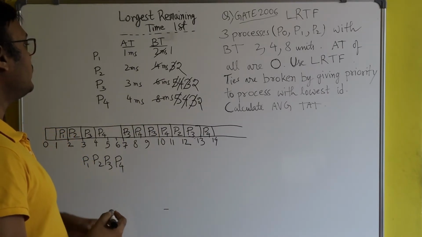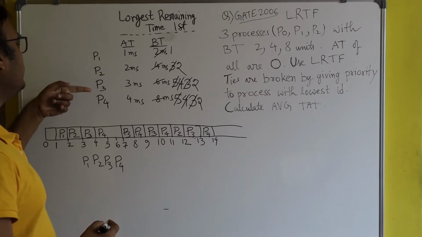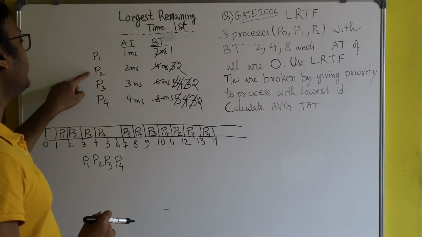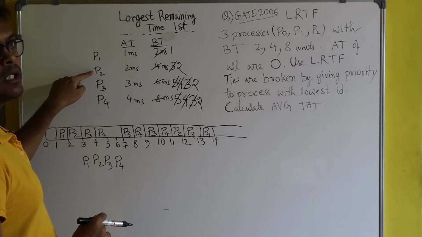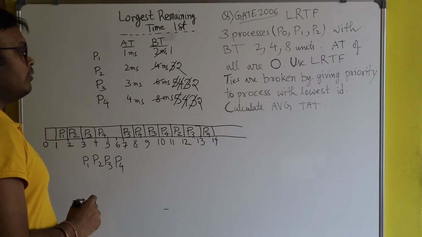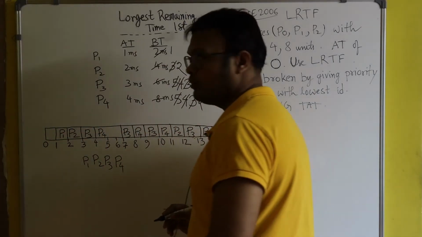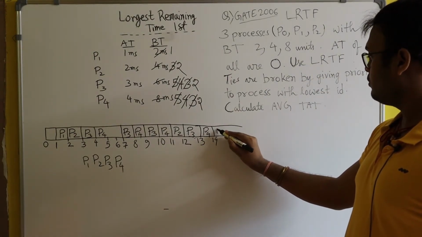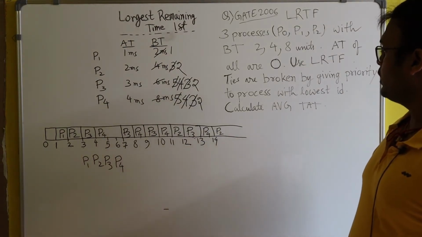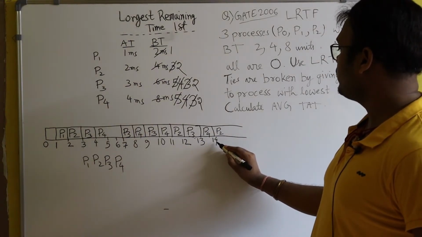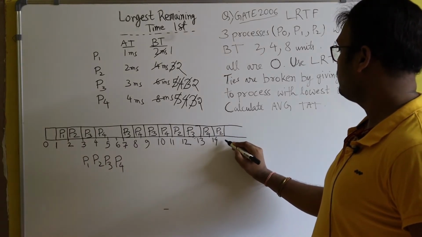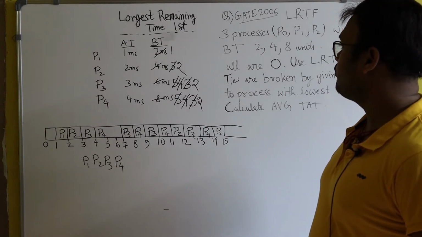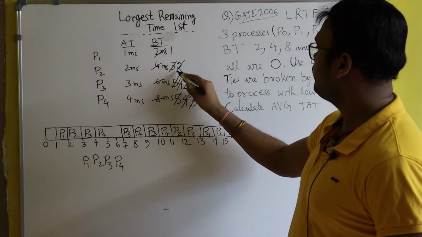Okay. So now you see there is a tie between three processes, P2, P3 and P4. Okay. So priority will be given to process P2. Why? Because it has the lowest process ID. Okay. So here I will write process P2. Okay. Now process P2 will run from 14 to 15 milliseconds. Fine. So how much remaining time is there for process P2? 1 millisecond. So here I will write 1.